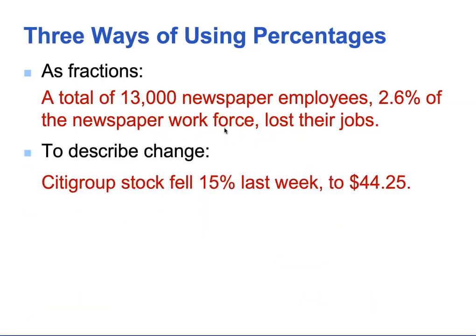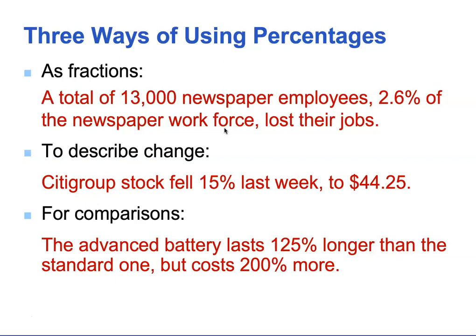We can use it to describe a change. Citigroup stock fell 15% last week to $44.25. Then you can use it for comparisons. The advanced battery lasts 125% longer than the standard one, but costs 200 times more.